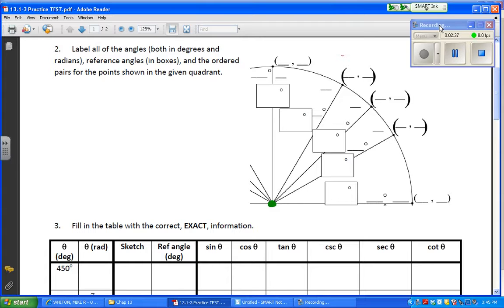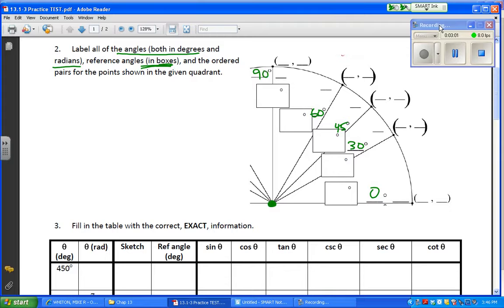Now make sure you read through the directions. A lot of the questions are, what goes in the box and all that stuff. So we need to list the angle in degrees and radians. Then the reference angle is going to go in the box. So first off, just the degrees. We know the special ones are 0, 30, 45, 60, and 90.